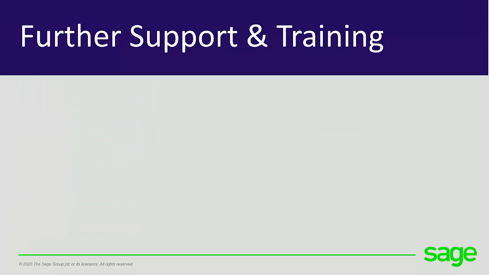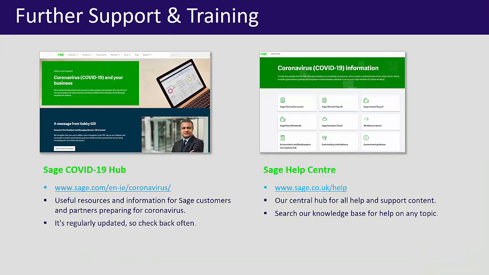That's brought us to the end of the content, but I would just like to run through some further support and training. Starting with the Sage COVID-19 Hub, it's available at the address on screen now. It's got useful resources and information for Sage customers and partners in preparing for the effects of coronavirus on your business, and it's regularly updated, so do make sure you bookmark it and check back often.